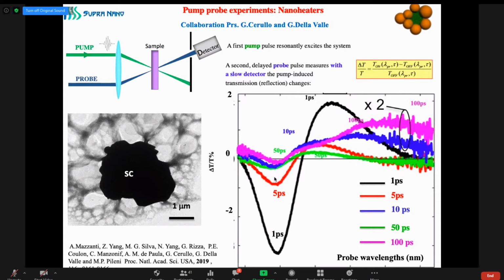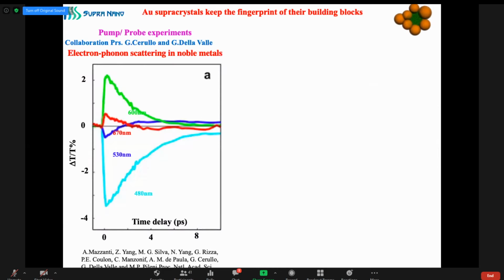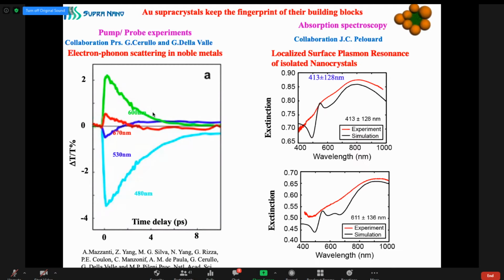But then when you increase the time scale, you can see that we have a shift of the signal toward larger wavelengths, and we have a signal after 100 picosecond delay time. And that was not expected. So the electron-phonon scattering in the noble metal is again a fingerprint of the single particle in the supracrystals, as we saw just a few minutes ago.